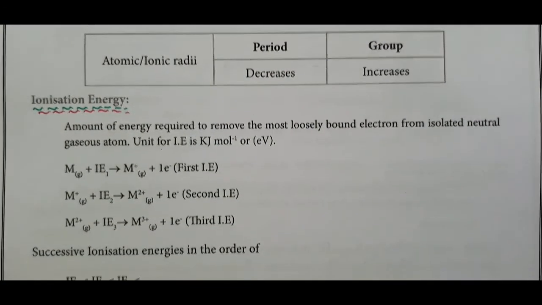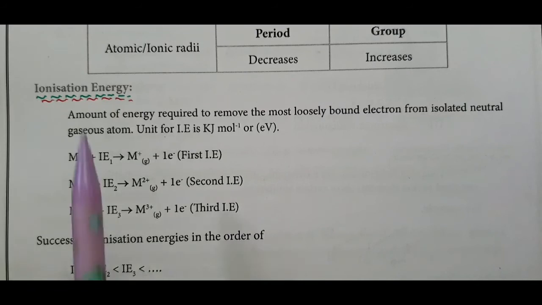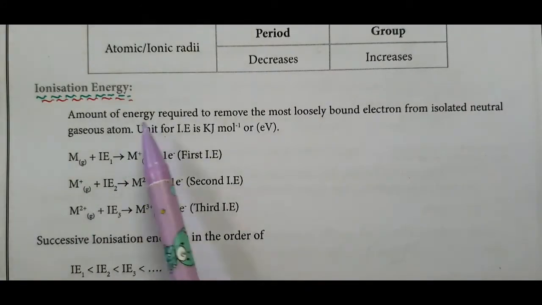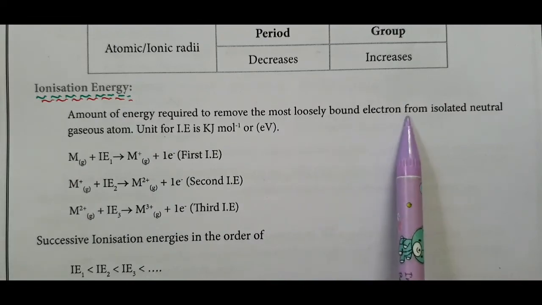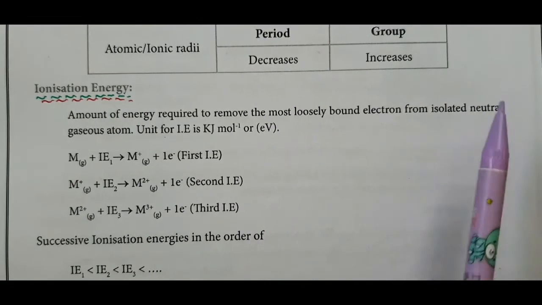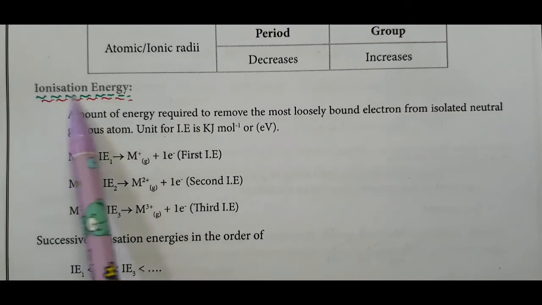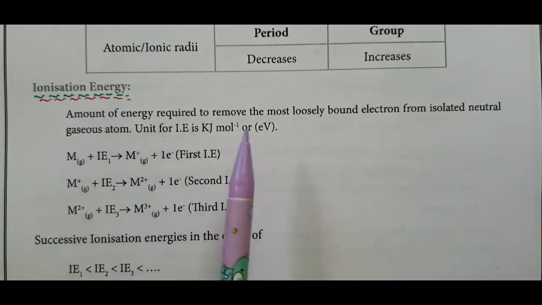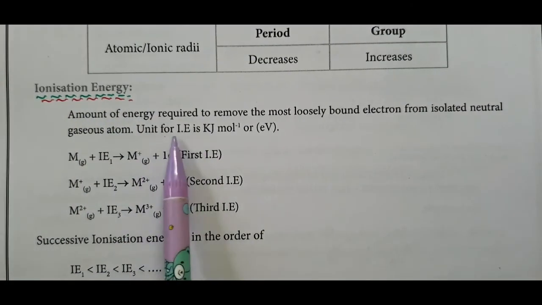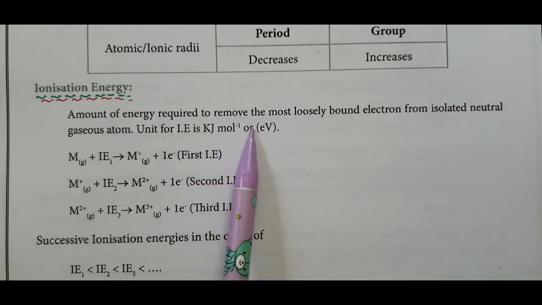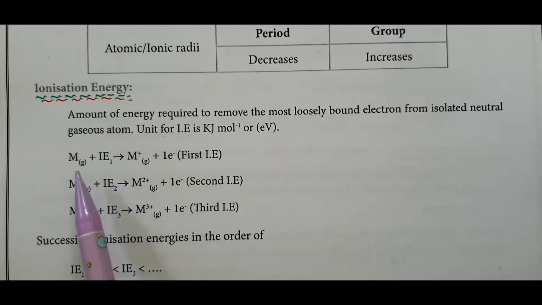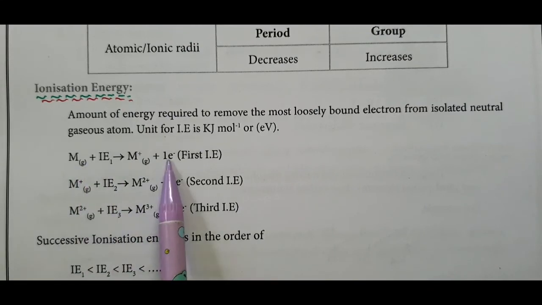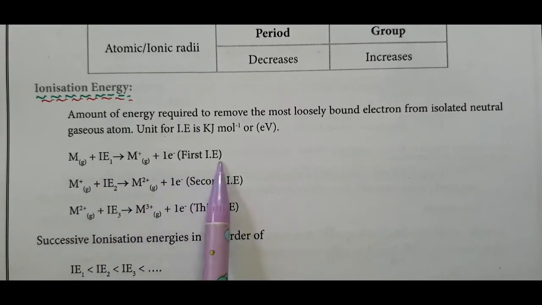Come to the next periodic property, ionization energy. The amount of energy required to remove the most loosely bound electron from an isolated neutral gaseous atom is called ionization energy or ionization enthalpy. Unit for ionization enthalpy is kilojoule mole power minus 1 or electron volt. A metal in gaseous state loses 1 electron and becomes a monopositive ion. The energy required is called first ionization energy.